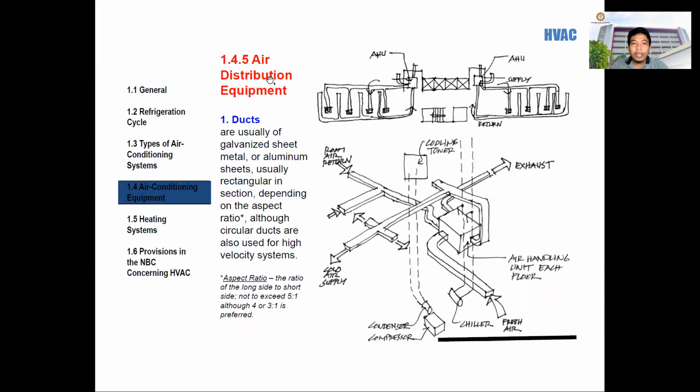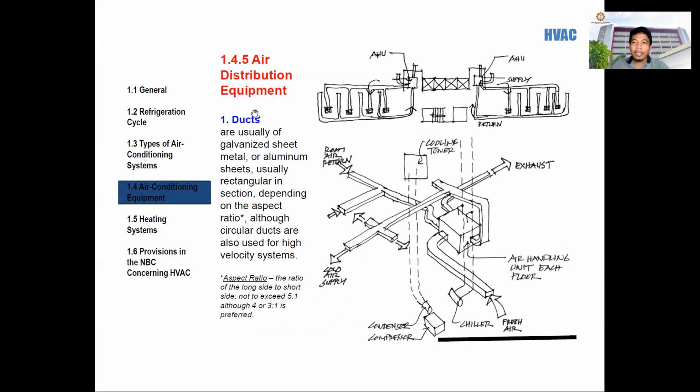So next we have the air distribution equipment. For the air distribution equipment, we have the air conditioning ducts. These are usually of galvanized sheet metal or aluminum sheets, usually rectangular in section, depending on the aspect ratio, although circular ducts are also used for high velocity systems.